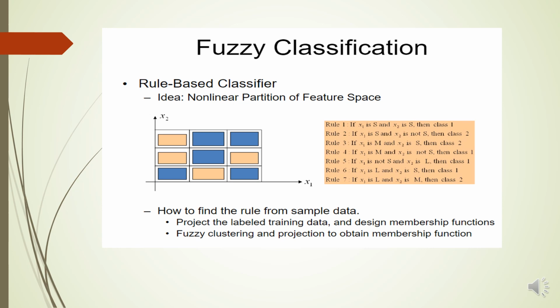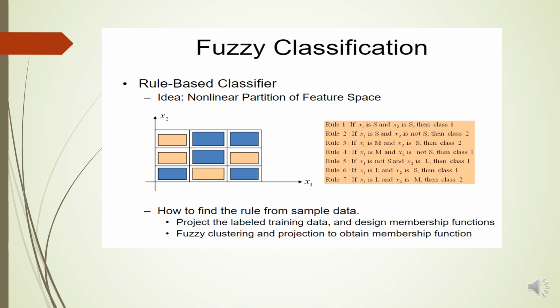Rule 1 is, if x1 is S and x2 is S, then class 1. So you're going to predict the classes. Rule 2 is, if x1 is S and x2 is not S, then we predict class 2. Rule 3 is, if x1 is M and x2 is S, then we predict class 2. Likewise, if x1 is M and x2 is not S, then class 1. If x1 is not S and x2 is L, then class 1. If x1 is L and x2 is S, then class 1. If x1 is L and x2 is M, then class 2.